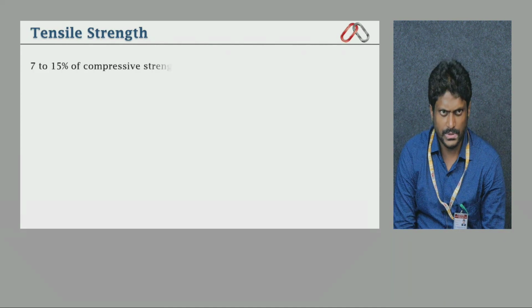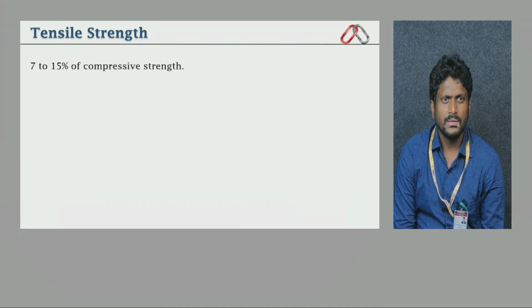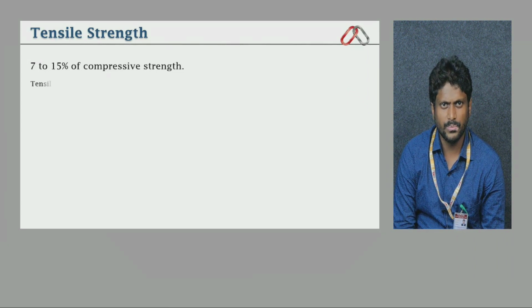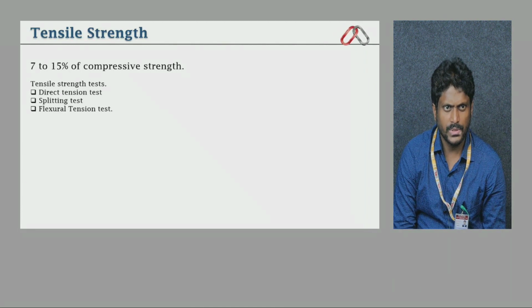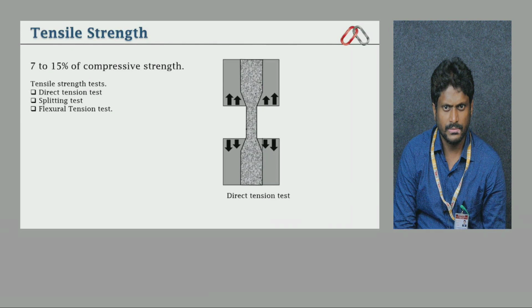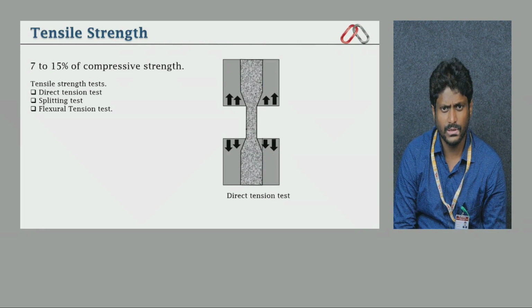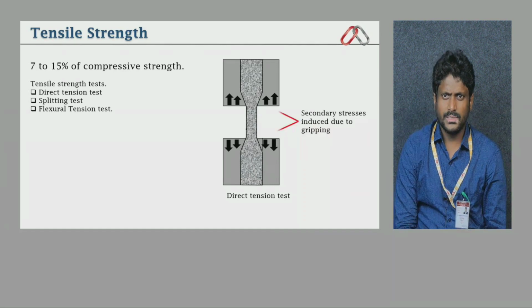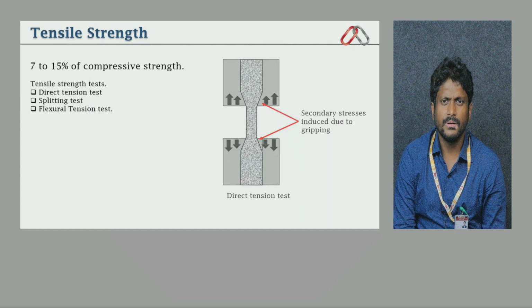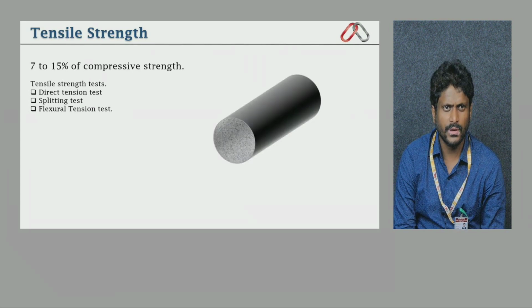That empirical expression is also given, but tentatively 7 to 15% of the compressive strength will be there as the tensile strength of concrete. Tensile strength tests: direct tension test, splitting test, flexural tension test. So for the direct tension test, you can see in the photograph how it could be tested for concrete. Secondary stresses are induced due to gripping, so it will fail suddenly because of its brittle nature.